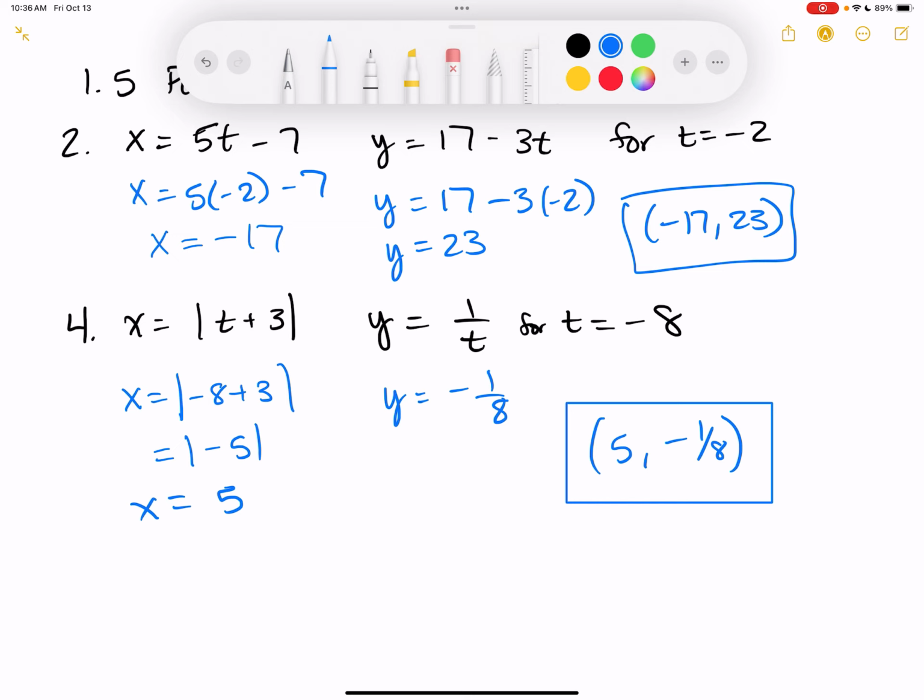So basically what we're doing is we're going to get t by itself in one of the equations, and then get whatever we got for t and plug that in for t in the other one. Typically we're going to do it for x. So we're going to solve for t in terms of x, then take that t value and plug it in for t in y. And then go from there and decide if it is a function of x.